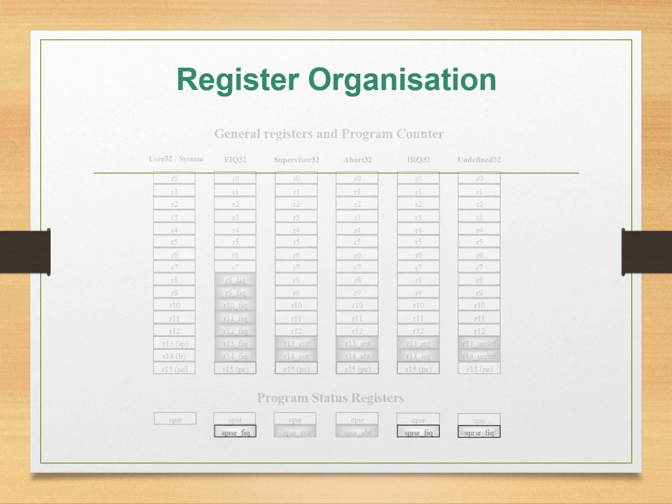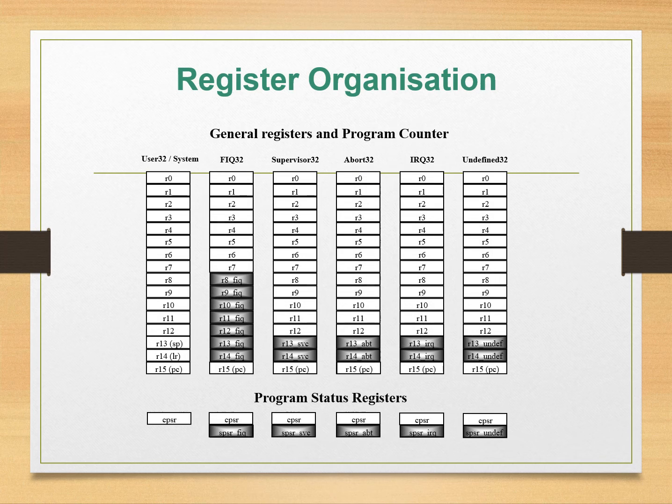Now we look at the organization of the registers. Okay, we have the user 32, system, FIQ 32, supervisor 32, abort 32, IRQ and undefined. And each of them has its status program register. Later on we are going to discuss it in detail.